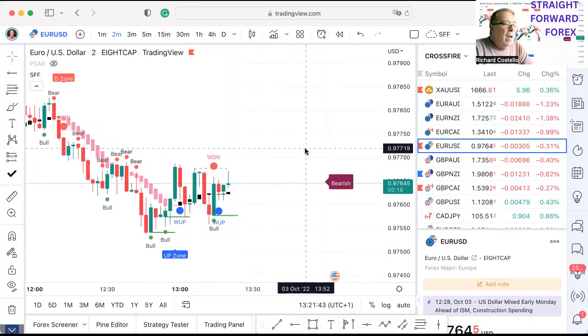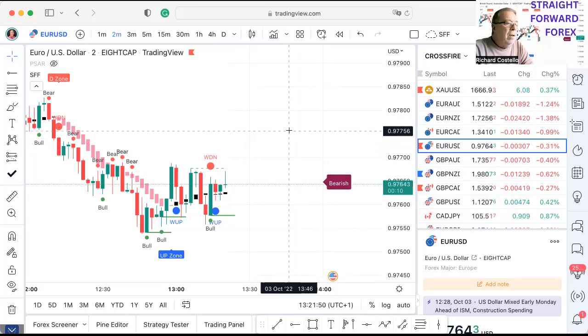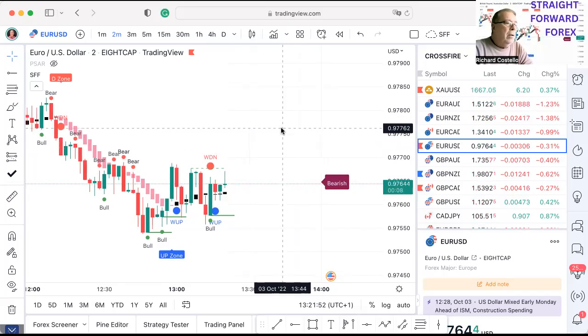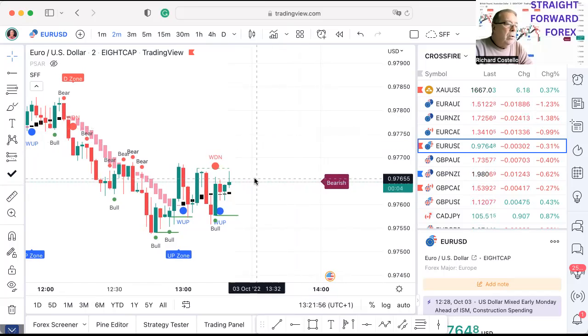So I'm going to wait just a few seconds. We've got 13 seconds left on this candle. I'm going to wait and see what happens when this candle closes. So just sit and watch.